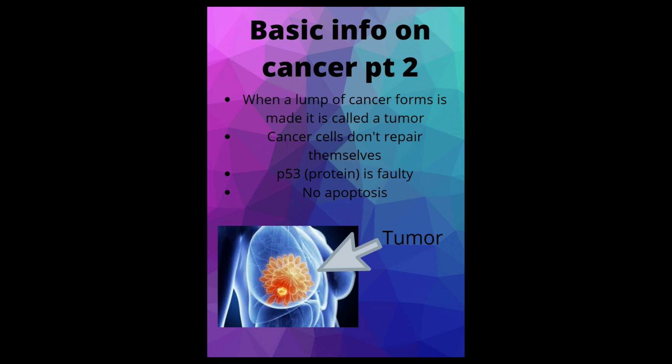Now we've got some more basic information. When a lump of cancer forms, it is called a tumor. As you can see here in the picture, there is a form of breast cancer highlighted in orange. The thing about cancer cells is that they do not repair themselves, and this is mainly because the p53 protein is faulty. The p53 protein would normally tell a cell that it is damaged, and it would either tell it to commit apoptosis or to try and repair itself. But because it's faulty, the cancer cell does not do this.